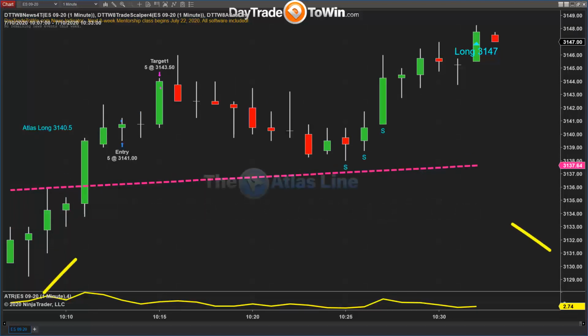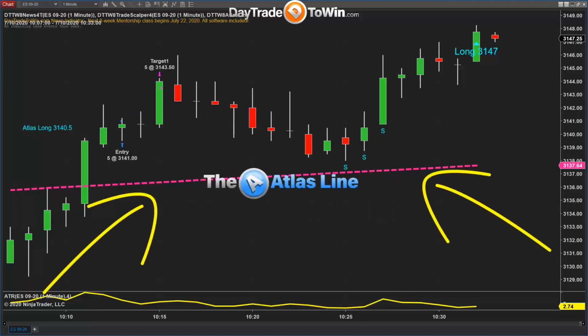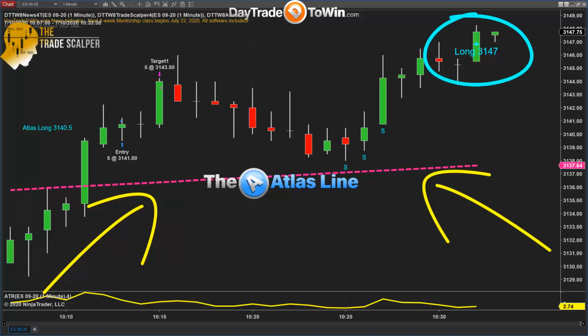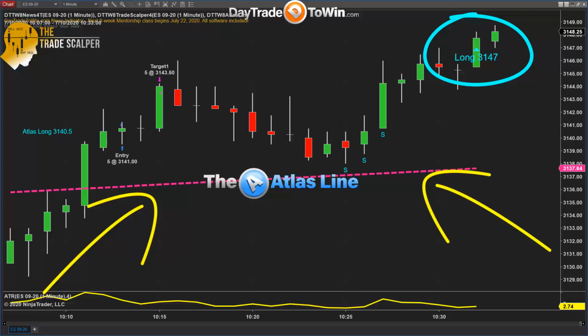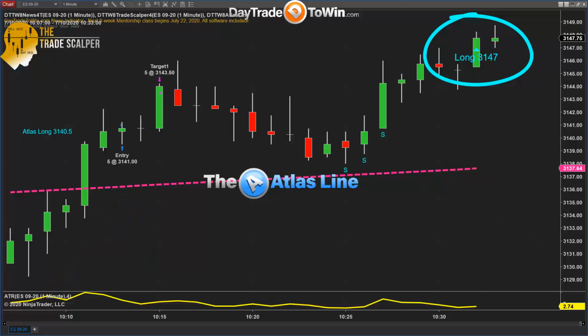I'm showing you the Atlas line as well as a Trade Scalper signal that just appeared at 31.47. So price is trading above the Atlas line. Atlas line is software provided by DayTradeToWin. It's proprietary software, as is the Trade Scalper. And so entering long here at 31.47 is based off of the signal, the Trade Scalper.